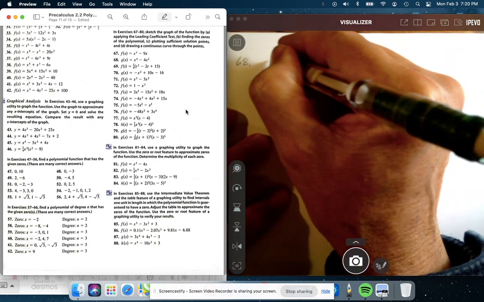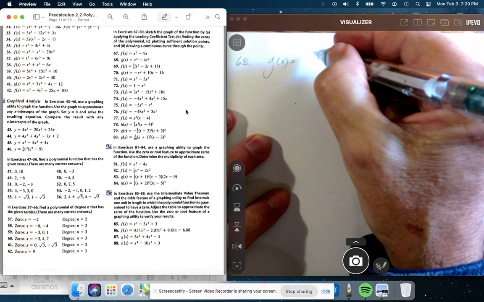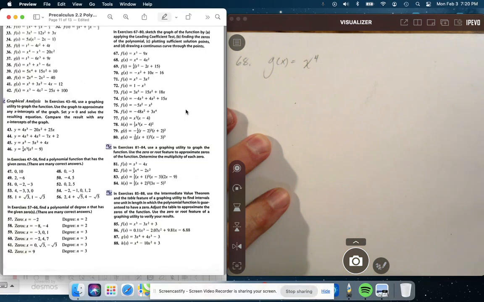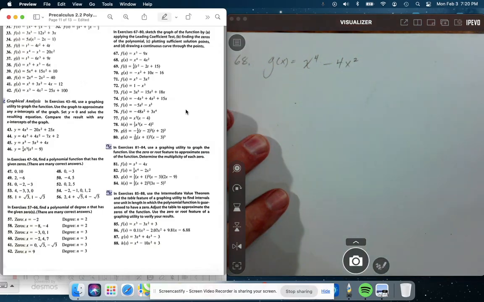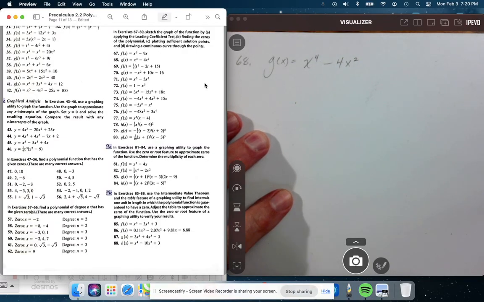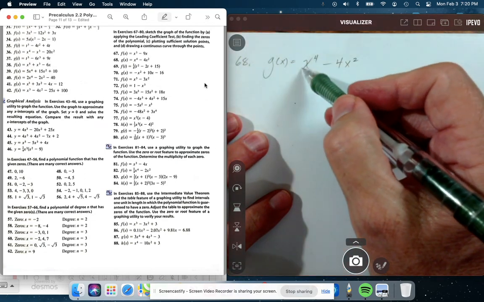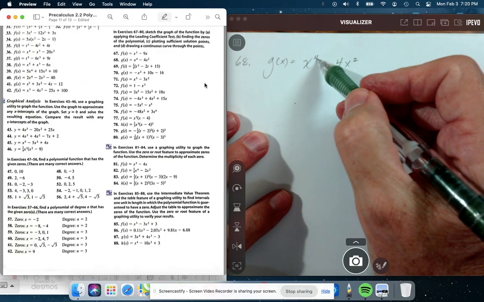All right, so g of x is equal to x to the fourth minus 4x squared. Okay. All right, so A, applying the leading coefficient test. Basically, we're looking at the leading term. And the leading term is whatever is the highest degree. So this is degree 4.